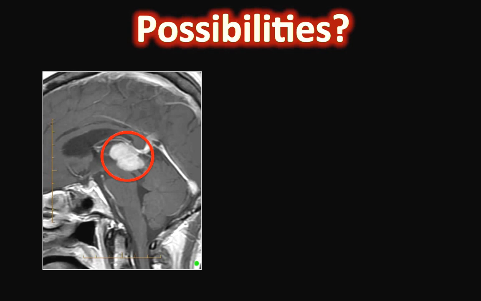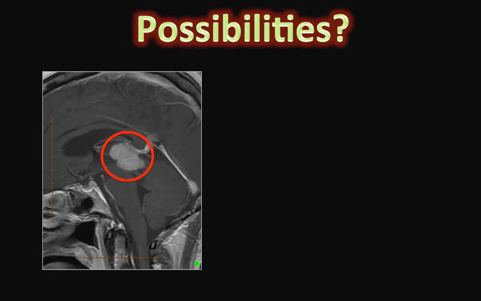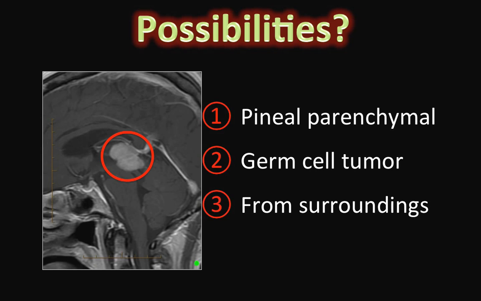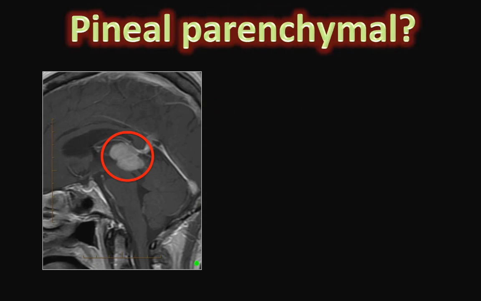The easiest way to think about pineal region abnormalities, or masses in particular, is to divide them into abnormalities that arise from the pineal parenchymal cells themselves, lesions that are related to germ cell tumors, and abnormalities that arise from surrounding structures. If the lesion were to be a pineal parenchymal tumor, one possibility would be a pineocytoma, which is a low-grade tumor that could happen at any age. It could occur in adults or in pediatric age groups.